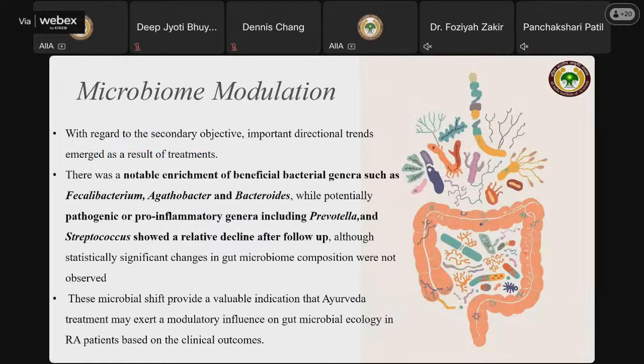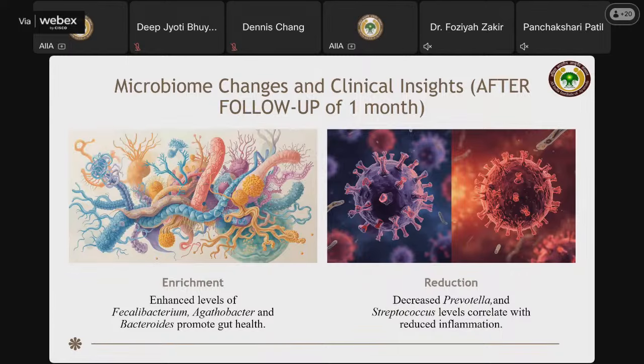When it came to microbiome modulation, with regard to the secondary objective, there was notable enrichment of beneficial bacterial genera such as Faecalibacterium, Agathobacter, and Bacteroides, while potentially pathogenic or pro-inflammatory genera, including Prevotella and Streptococcus, showed relative decline after the follow-up. These microbial shifts provide a valuable indication that Ayurveda treatment may exert a modulatory influence on gut microbial ecology in RA patients based on the clinical outcomes too. So these were the enrichments and these were the reductions that we could conclude with this study.